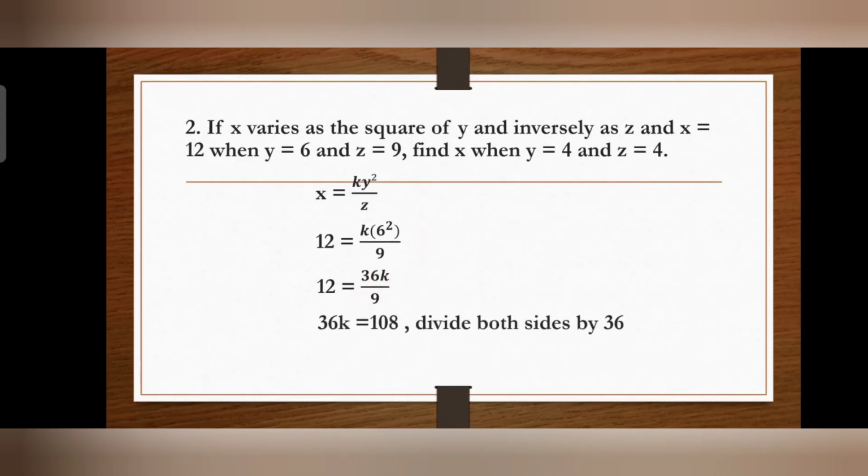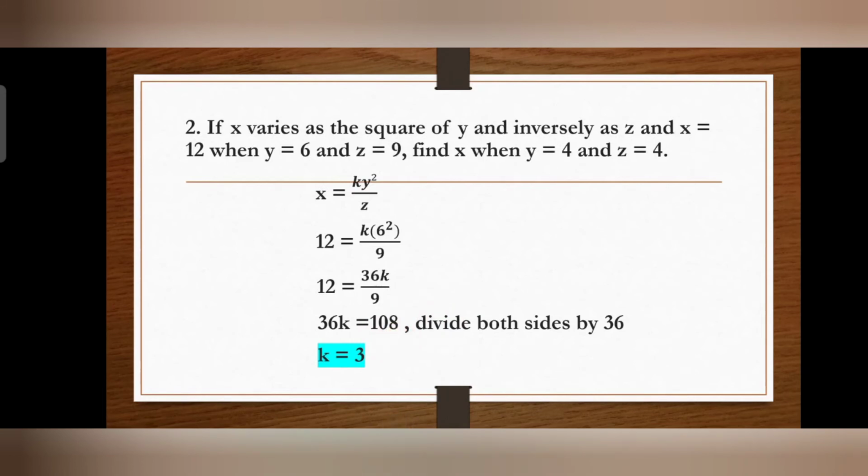Then, you cross multiply. So, 36k is equal to 12 times 9, which is 108. So, para makuha natin yung value ng k, divide both sides by 36 para yung k na lang yung matira sa left side. So, the answer is k is equal to 3. 108 divided by 36 is 3.